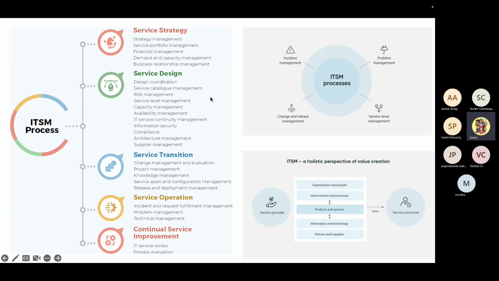Service strategy means, if you see this particular slide, where my pointer is, there will be a service provider and there will be a service consumer. This is an IT company and this is the service consumer, the people who are using those services. In the previous session I gave you a banking example, now I will give you a telecom example. You are the user of Airtel, so you are the service consumer.